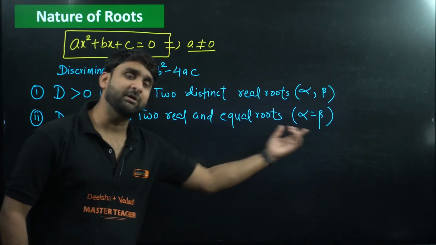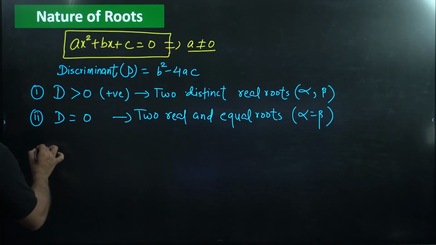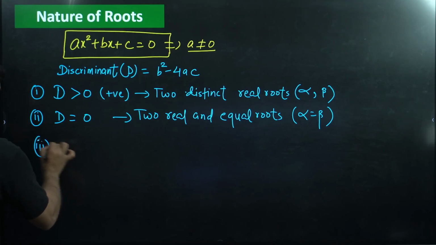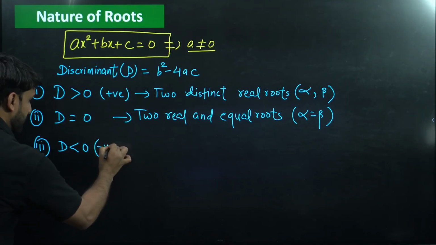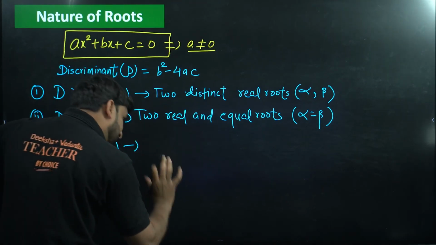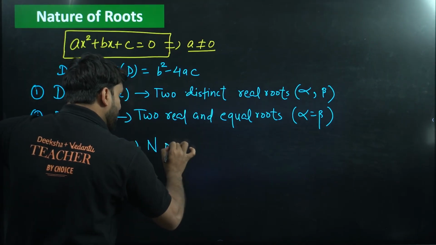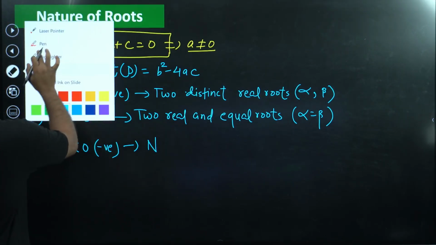If alpha is 2, beta will also be 2. Equal means identical roots will be there. Now the third possibility here is if D is less than 0, and we all know if something is less than 0, the value will be negative. So if this situation comes up, it implies that there will be no real roots. You can't solve that quadratic equation.